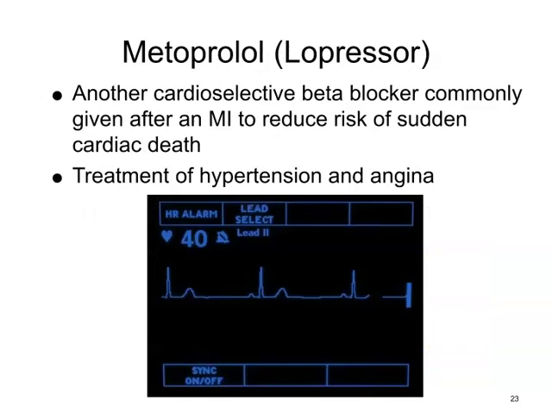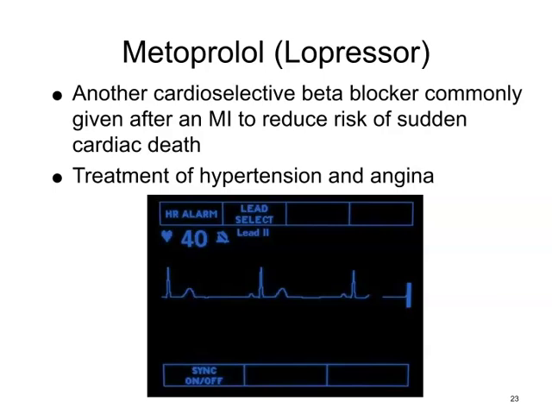Here we have the old standby metoprolol. So cardioselective beta blocker, though it does still have some action on beta 2. It treats hypertension and also chest pain. And remember the side effects of these medications. Of course, we have here somebody with a low heart rate.